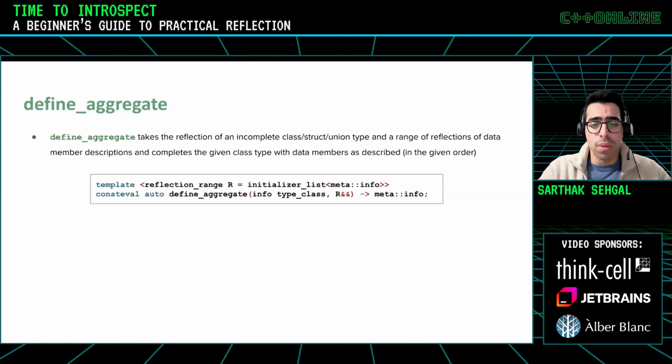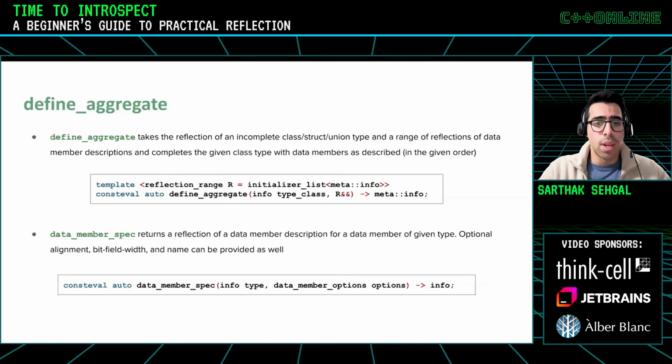And in order to provide the reflection of the member description, there's another meta function called data member spec. What data member spec does is it returns a reflection of a data member description for a data member of a given type. You can see there are 2 arguments to this. First is the type, so that is the type you want, say int, char, bool, and it is a reflection of the type. And the second is data member options. In these options, you can provide things like the name that you want for this data member, or the alignment, or the bit field. Let's have a quick look at an example for this.